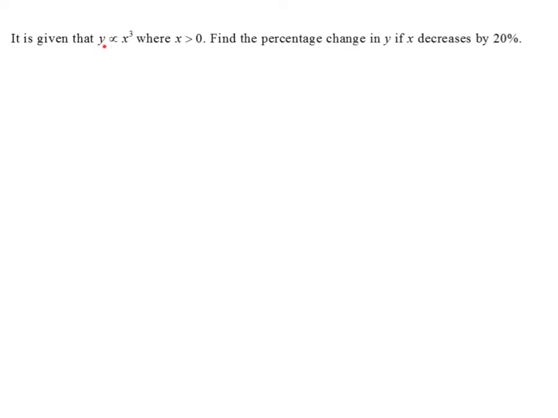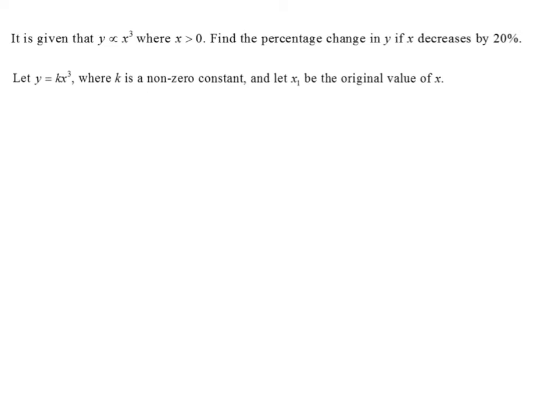So given that y and x cubed have a direct variation relationship, find the percentage change in y whenever x decreases by 20%. So we start out with this equation where y and x cubed have a direct variation relationship. Okay, and of course we have to specify that k is never 0. Otherwise this equation would be meaningless.